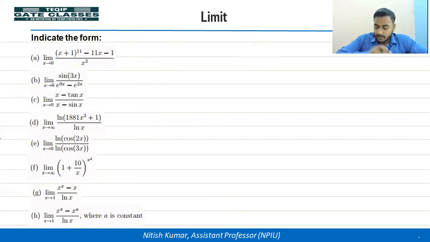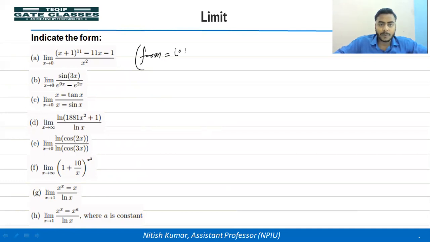Now these are a few examples, and you have to select what the form is. How will you select the form? Just put the value where x tends to a. Okay. So check the form. What to do here? x goes to 0 here. So put the value x is equal to 0.